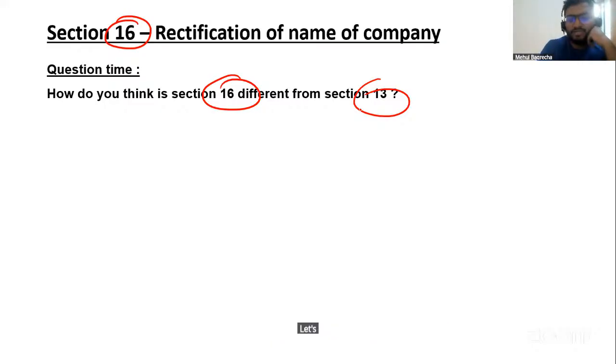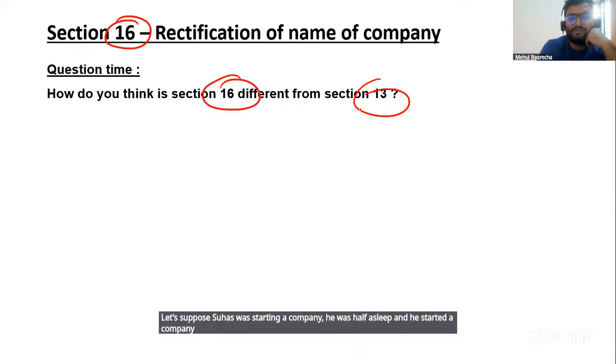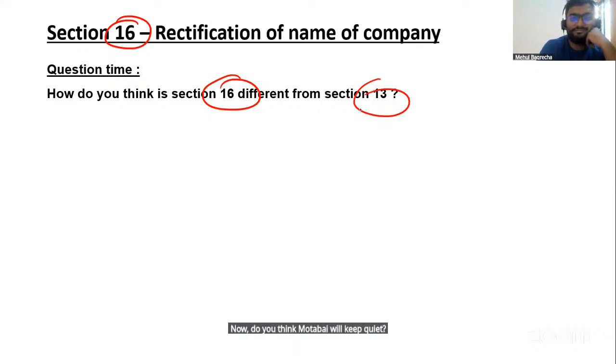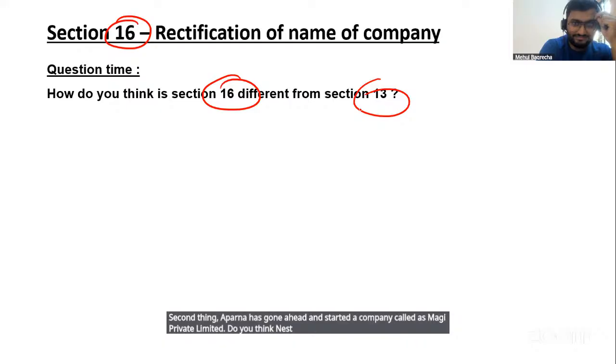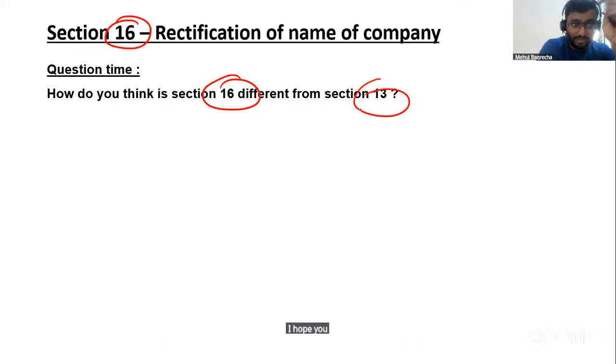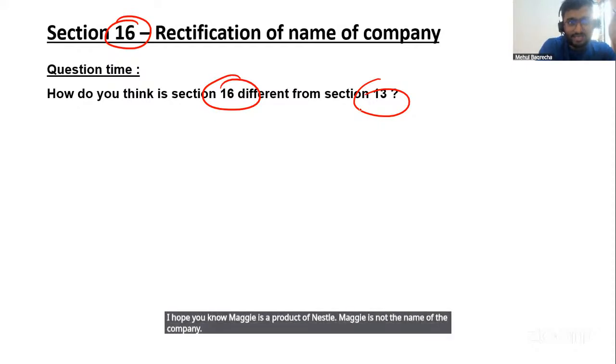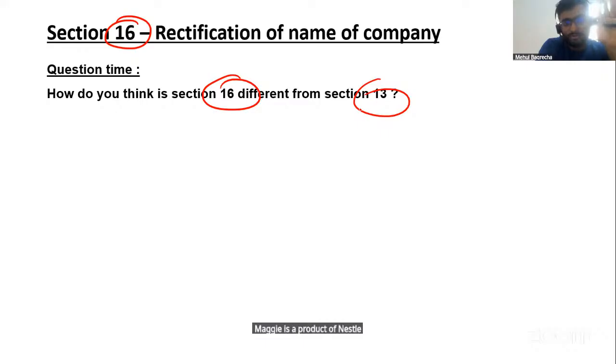Let's suppose Suhas was starting a company. He was half asleep and he started a company in the name of Adani Private Limited. Now, do you think Mota Bhai will keep quiet? Do you think Adani will keep quiet? He has copied the name. Second thing, Aparna has gone ahead and started a company called Maggi Private Limited. Do you think Nestle will keep quiet? I hope you know Maggi is a product of Nestle. Maggi is not the name of the company. Maggi is a product of Nestle. I hope I'm clear, everyone.